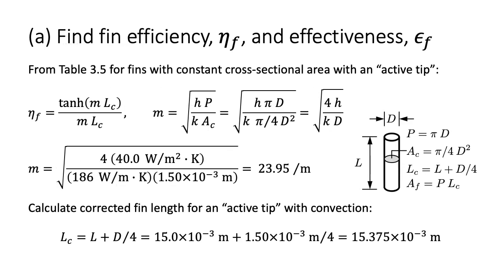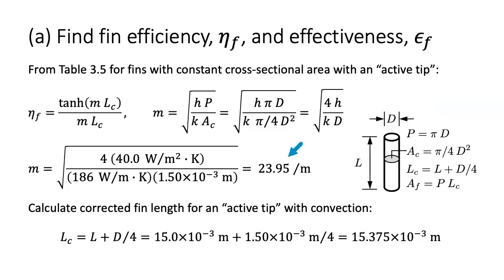For part A, we will first find the fin efficiency, which is defined as the heat transfer for our actual fin compared to the maximum possible. We begin by using table 3.5 to get the equation for the fin efficiency for fins with constant cross-sectional area and with an active tip in terms of the parameter m and the corrected fin length. Note that P is the perimeter, A sub c is the cross-sectional area, L sub c is the corrected fin length, and A sub f is the fin surface area for convection, which are defined for our pin fin on the drawing on the right.